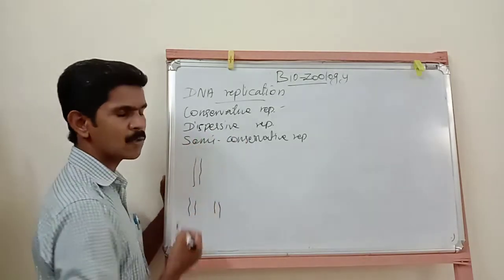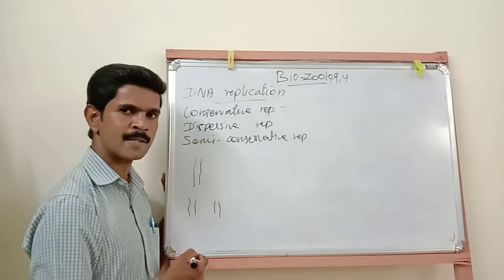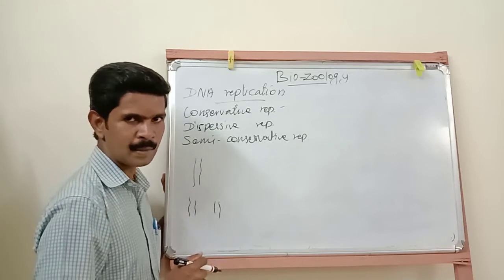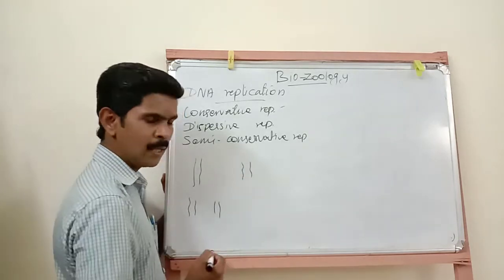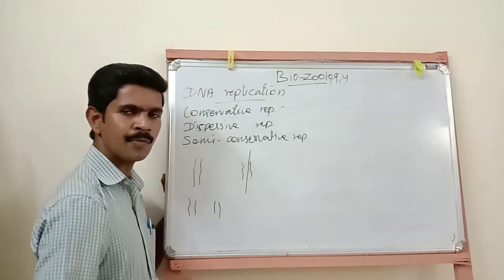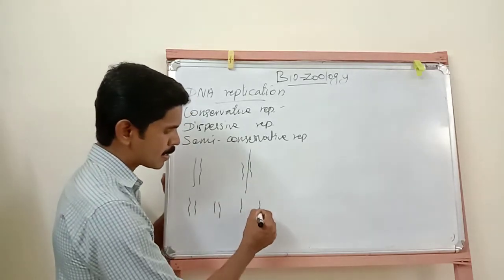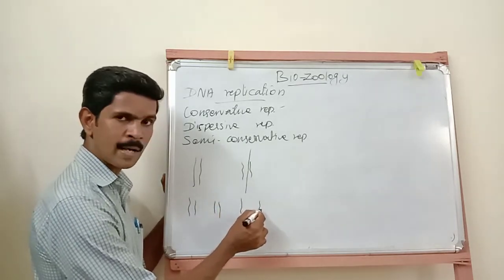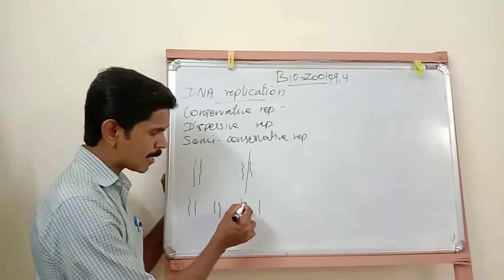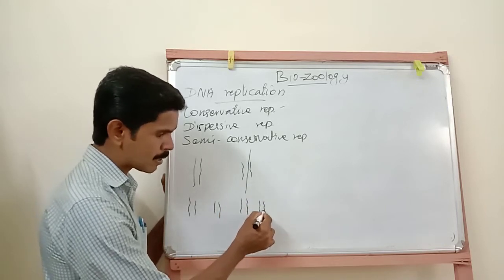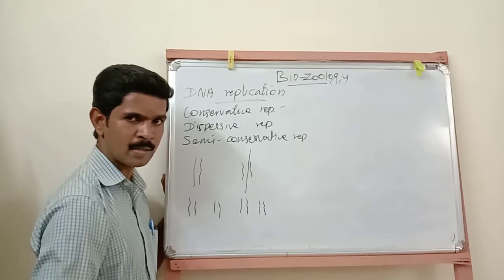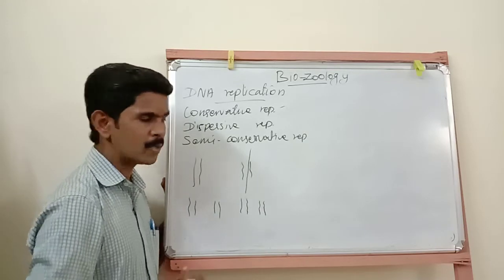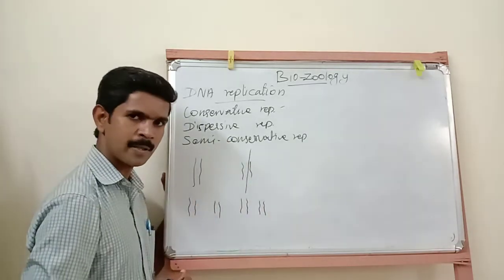The second one is the dispersive replication process. In this type, first the DNA molecule is broken into fragments. Just imagine this DNA molecule is broken into two fragments, this is one fragment and this is the second fragment. This fragment acts as a template, and this fragment also acts as a template. This template strand produces a new strand, and this template strand also produces a new strand. So from a single DNA molecule, two DNA molecules are produced. This type of replication process is called the dispersive replication process.